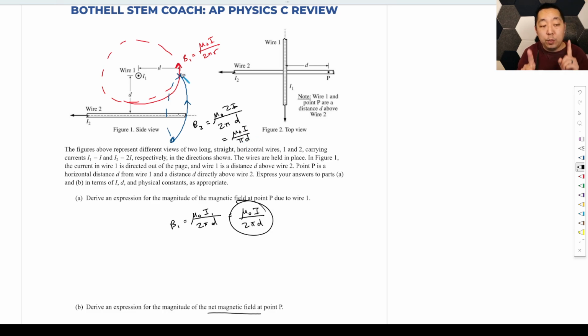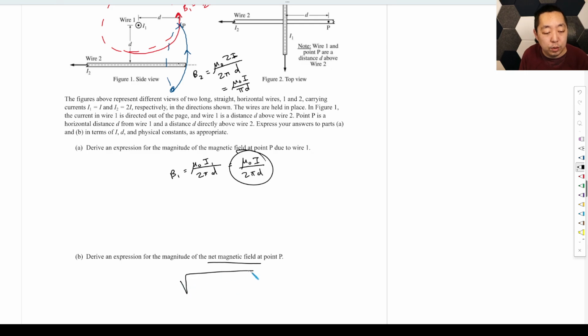Now, they're pointing perpendicular. I have a component upward and a component into the page. And if I want the magnitude, we just use the Pythagorean theorem. So this is going to be the square root of B1 squared plus B2 squared, because they're perpendicular to each other. So that's going to be mu naught I over 2 pi d, squared, plus mu naught I over pi d, squared, like that, right?